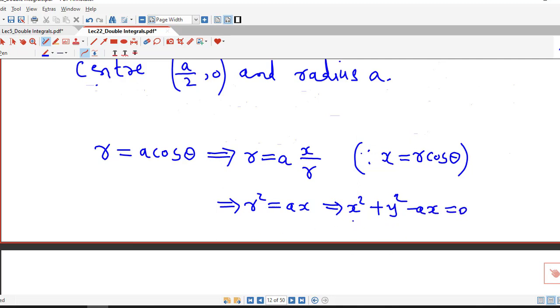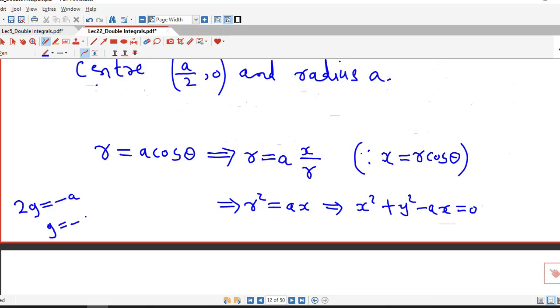Now if we compare this equation with the general equation of a circle, x square plus y square plus 2gx plus 2fy plus c equal to 0, we obtain 2g equal to minus a.